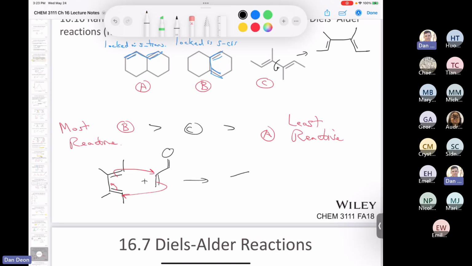And so that would give you a 6-membered ring, right? That's going to have a pi bond here. You still have these two methyl groups here, and then you would have your carbonyl up here like that. Does that make sense? Something like that. Okay, cool.